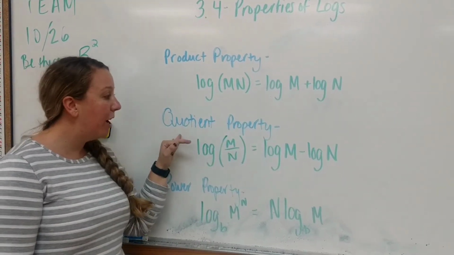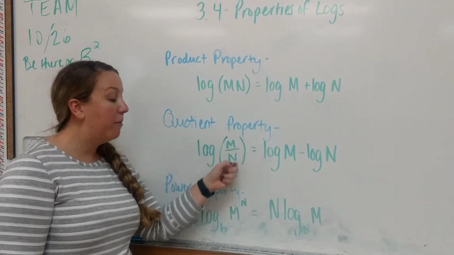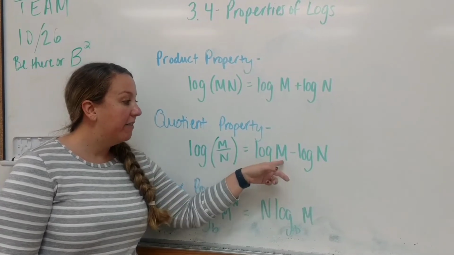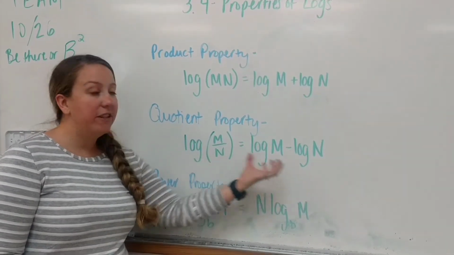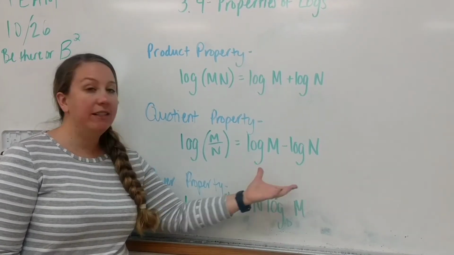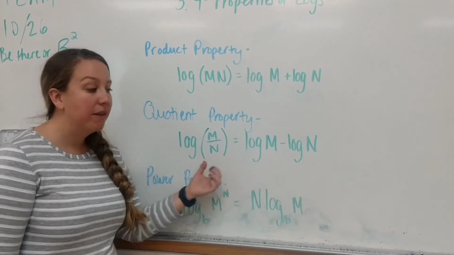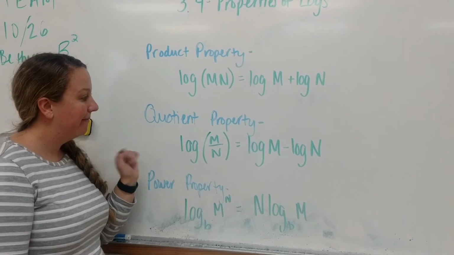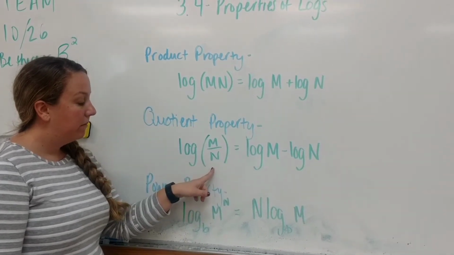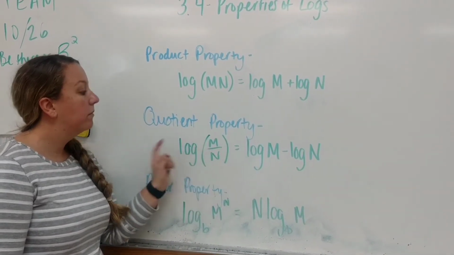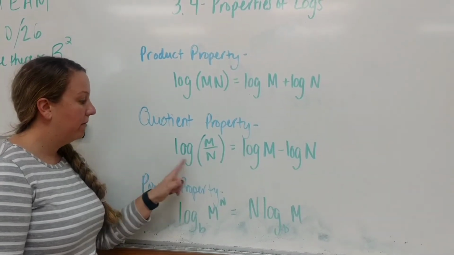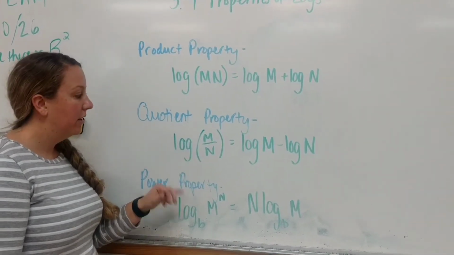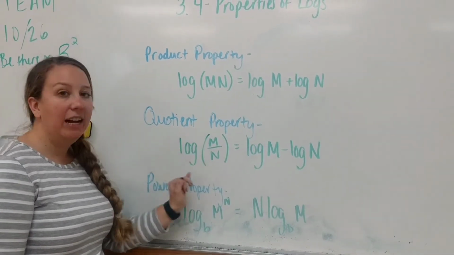We have the quotient property that says log of m over n is equal to log of m minus log of n. So if you're expanding, you go from division to subtraction. And if you're condensing, you go from subtraction to division. Notice that when you go from subtraction to division, it condenses to a single logarithm, and there's no longer two. It's not the log of m over the log of n. It's just log of m over n. One log out front, not a log in each.